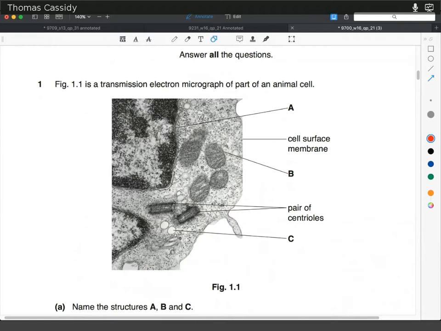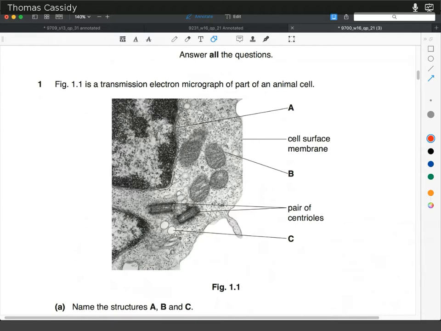It tells us that this is a pair of centrioles, because it gives us a question on centrioles in a minute. The easiest one to start off with would be B, I would say, because you can see the inner membrane here, and there's only really one organelle that looks that way, which is the mitochondria. They give you a little bit of leeway in what exactly you give as the answer, because you might say that's a mitochondrion, or you might say that's the mitochondria's membrane it's pointing to.